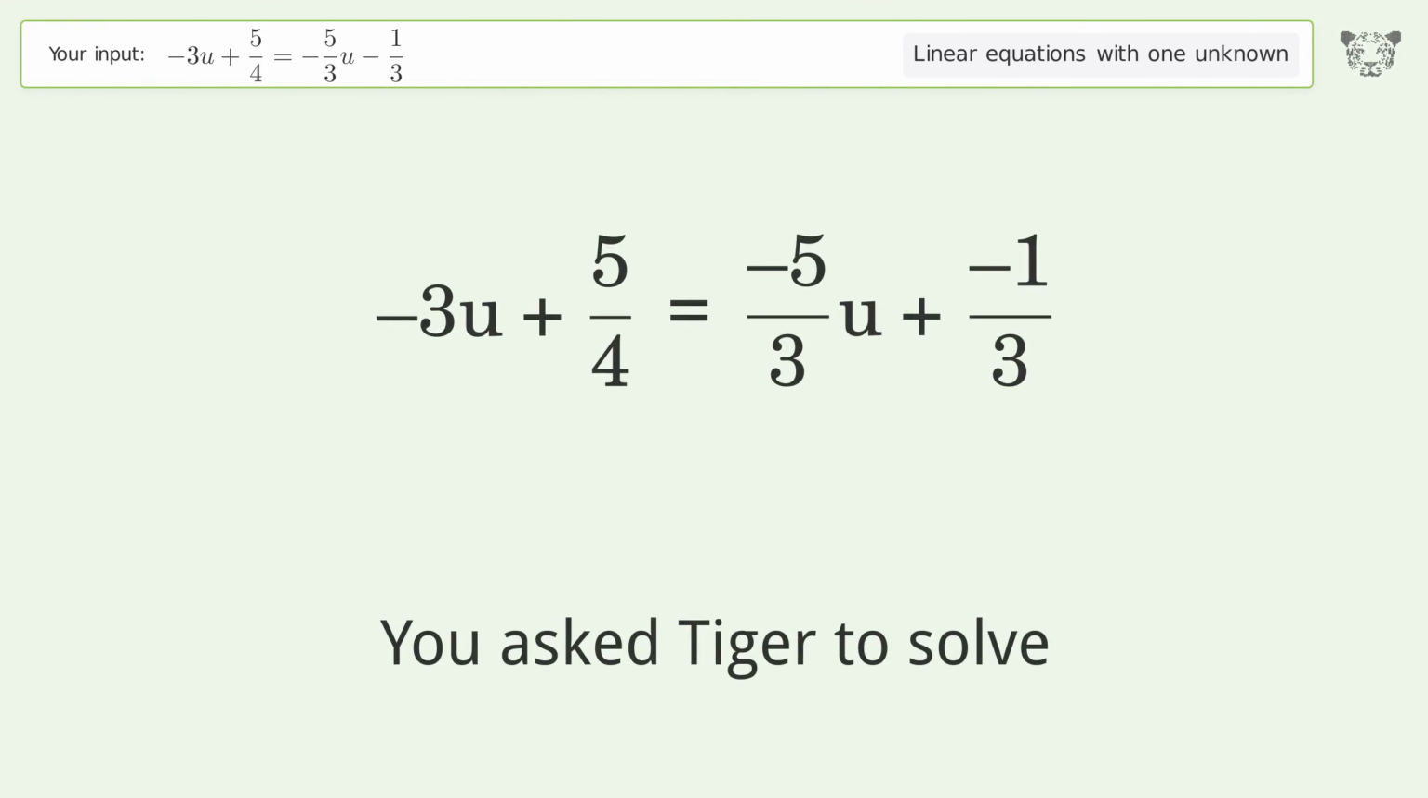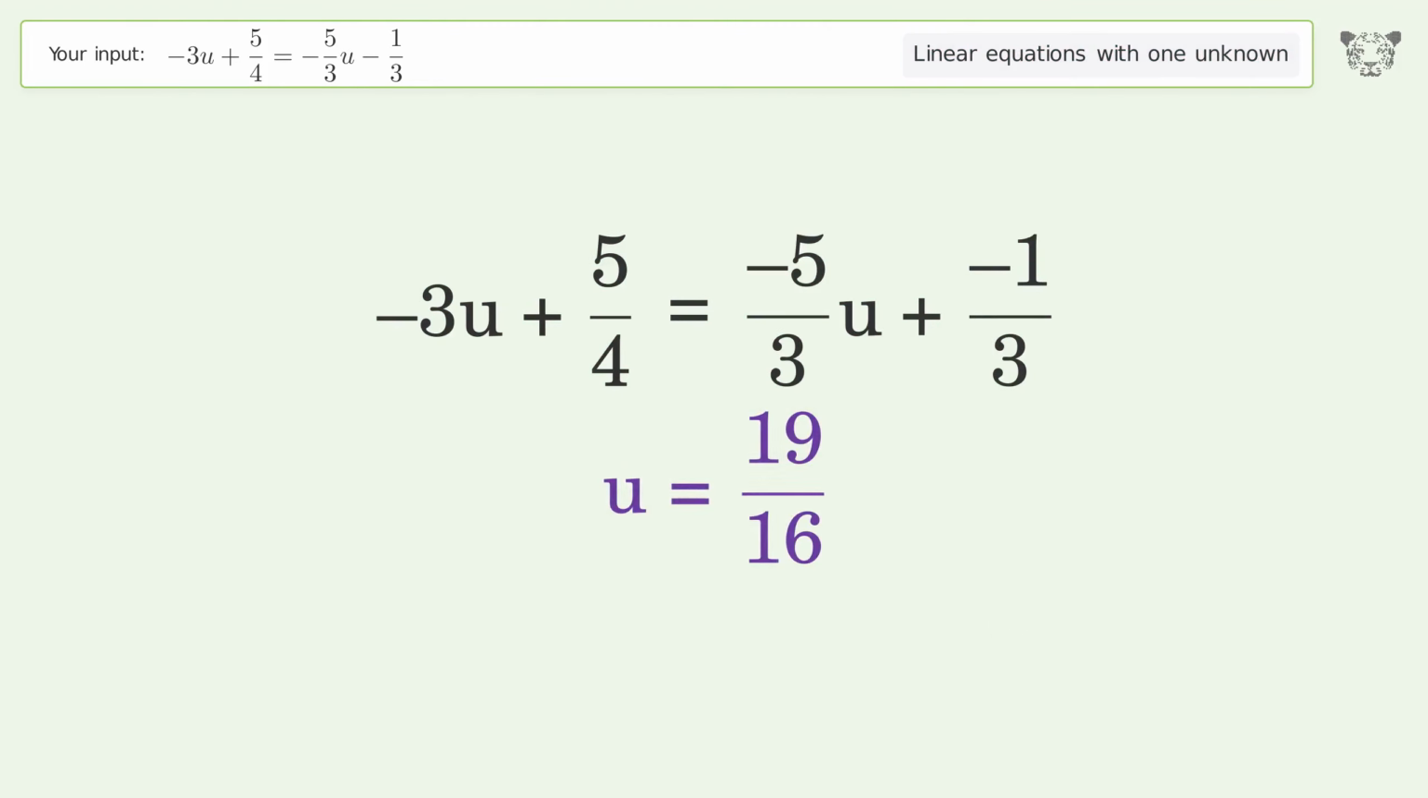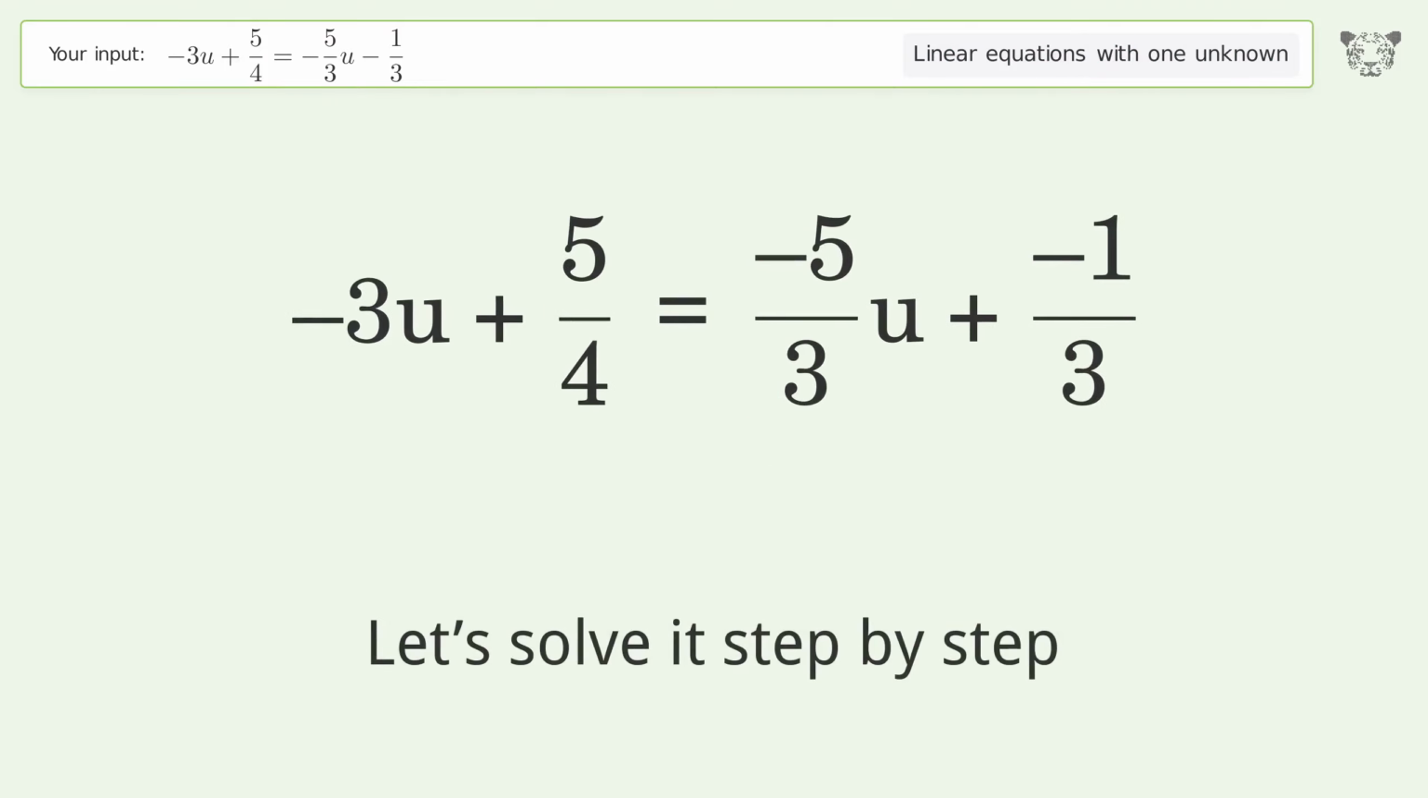You ask Tiger to solve this. This deals with linear equations with one unknown. The final result is u equals 19/16. Let's solve it step by step.